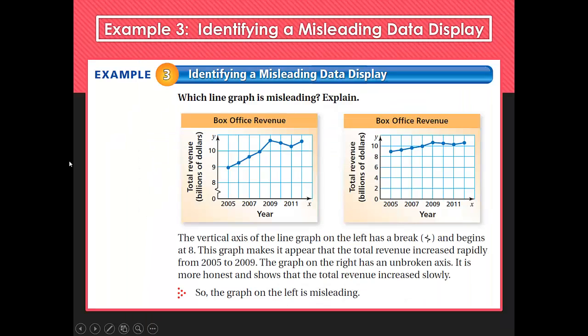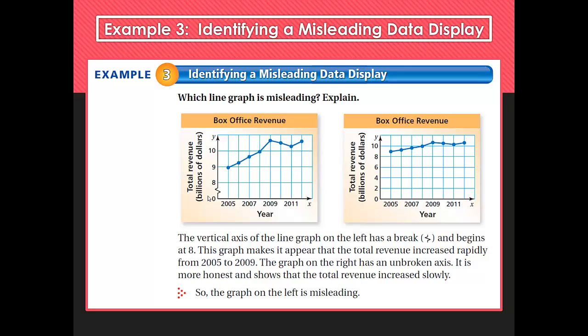For our third example, we're identifying a misleading data display. Which line graph is misleading? Explain. We're going to look at the two line graphs and decide which one of these two is misleading. The vertical axis on the line graph on the left has a break. The break is right here between 0 and 8 and begins at 8.